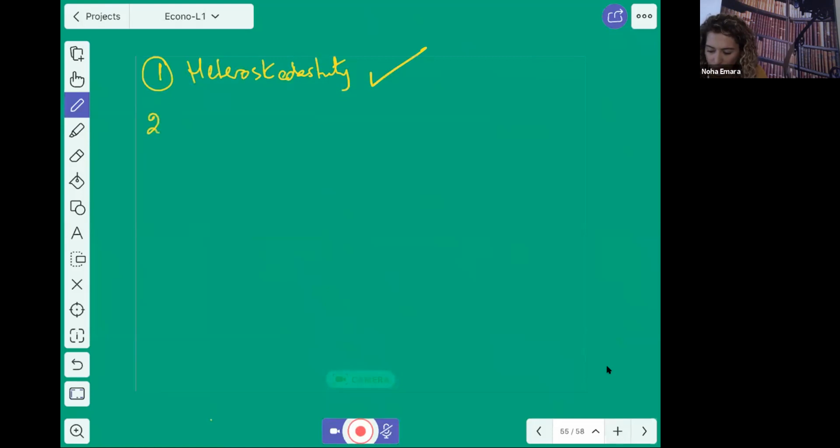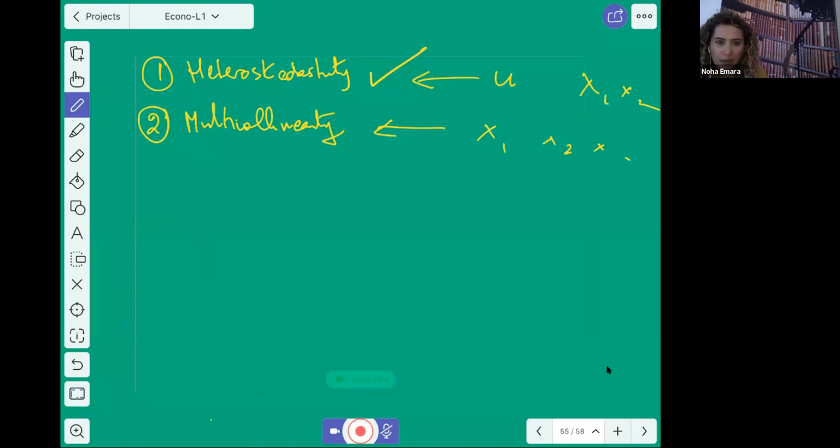Our next violation is multicollinearity. I don't think we have any time to cover it, but I'm going to give you an introduction. So multicollinearity is about the x's, right? The previous one was about the error versus the x's, x1, x2, and so on. This one is about x1, x2, x3, only the x's.